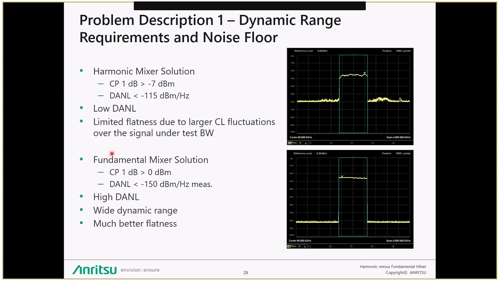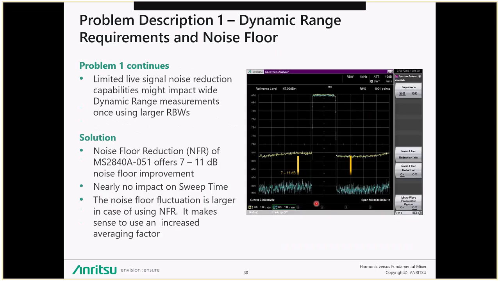On the opposite side, if we use a fundamental mixer solution with a very good 1 dB compression point above 0 dBm, a very good DANL of -150, we can see that the dynamic range, the margin that we have, is really good, so we can approach this kind of measurement. Of course, we can also use useful tools like noise floor reduction and so on that will help to improve this kind of measurement.